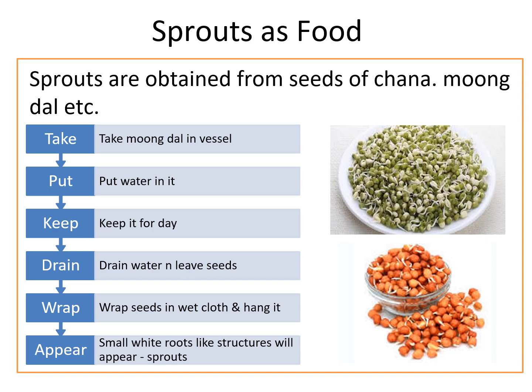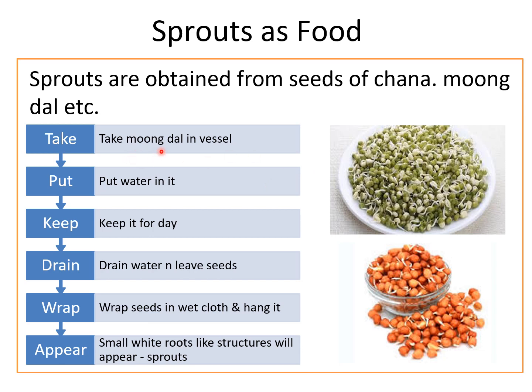Learners, have you eaten sprouts? You must have eaten sprouts in the form of salads. These are very healthy food, and these are rich in proteins. Now let's see how they are made. Sprouts are basically obtained from the seeds of chana, either white or black, and moong dal. So let's see how these are made.